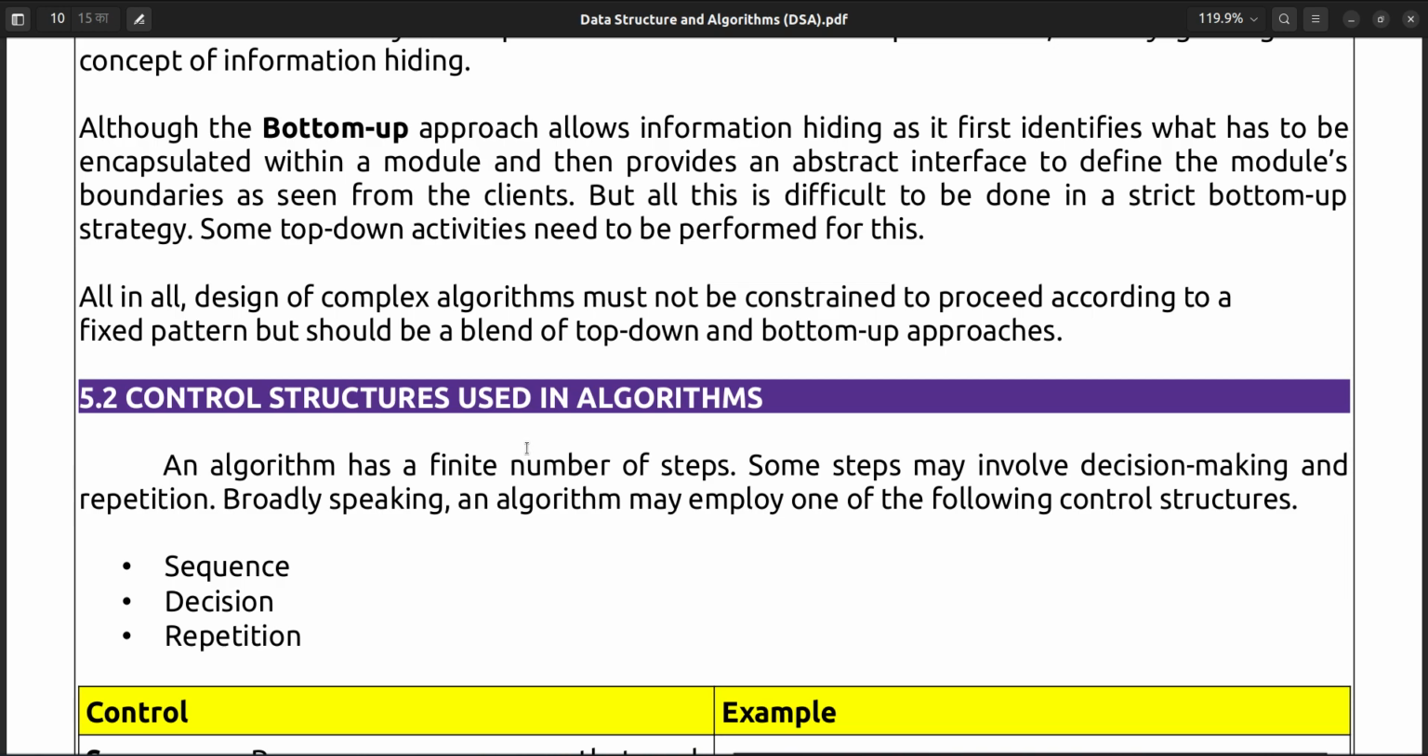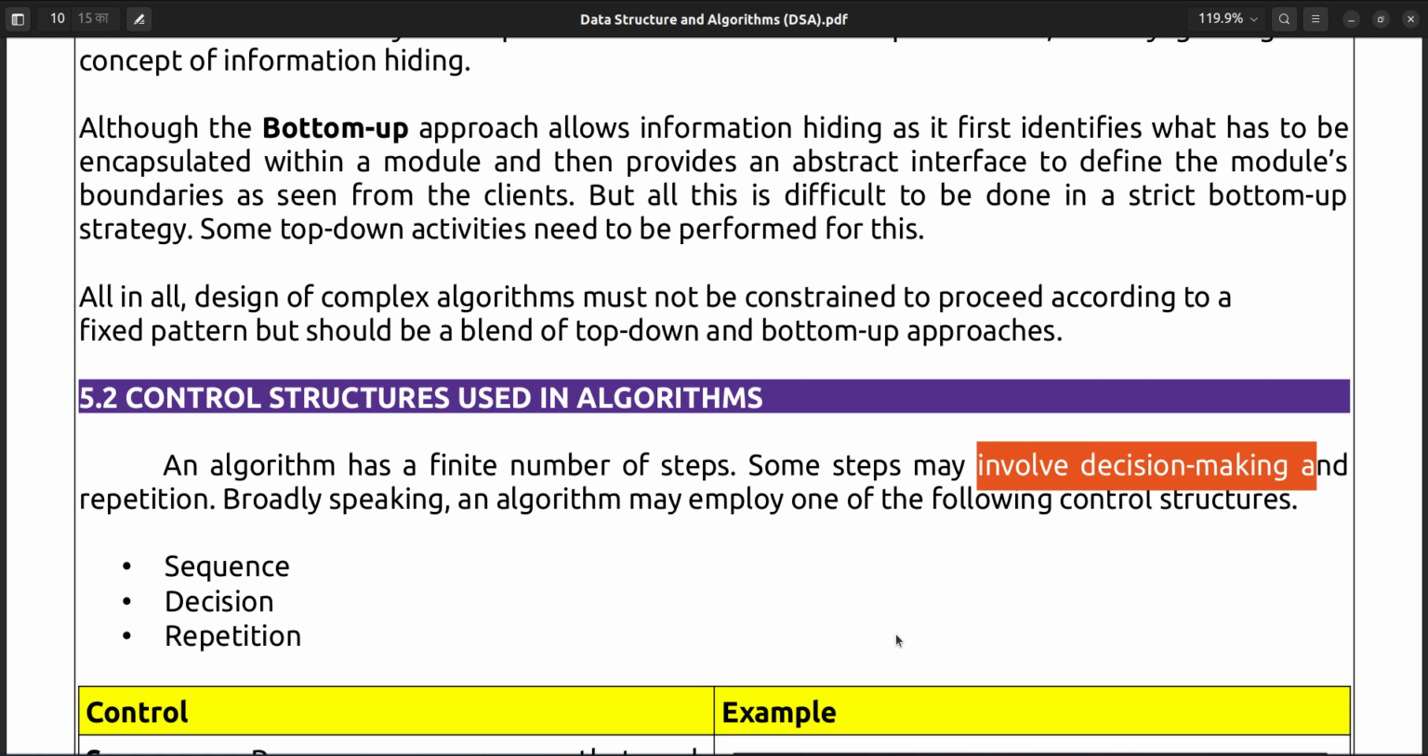So, control structures used in an algorithm. How will we define the controls in our algorithm? An algorithm has a finite number of steps, definitely. It will not have an infinite number of steps. Some steps may involve decision making. Now what is decision making? Decision making is nothing but the controls only. You have to decide whether to execute this code or that code. That is a decision only.